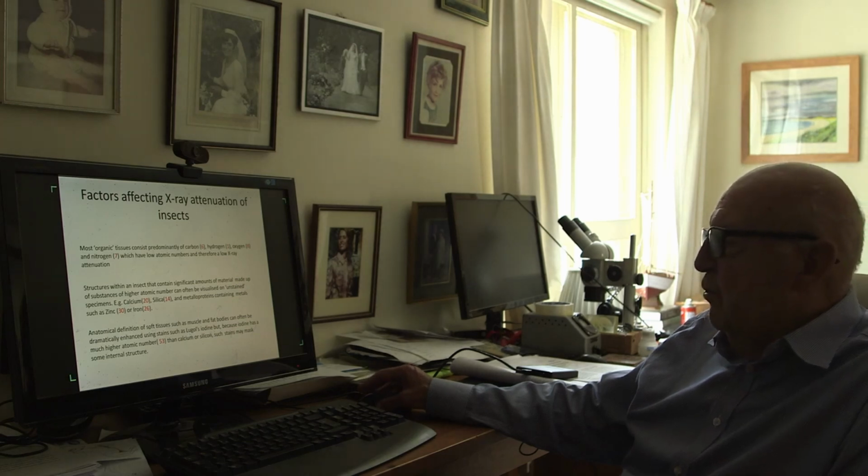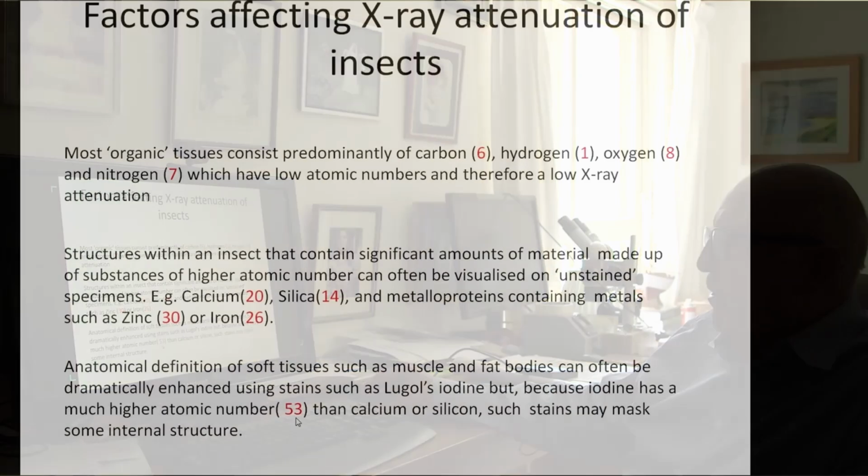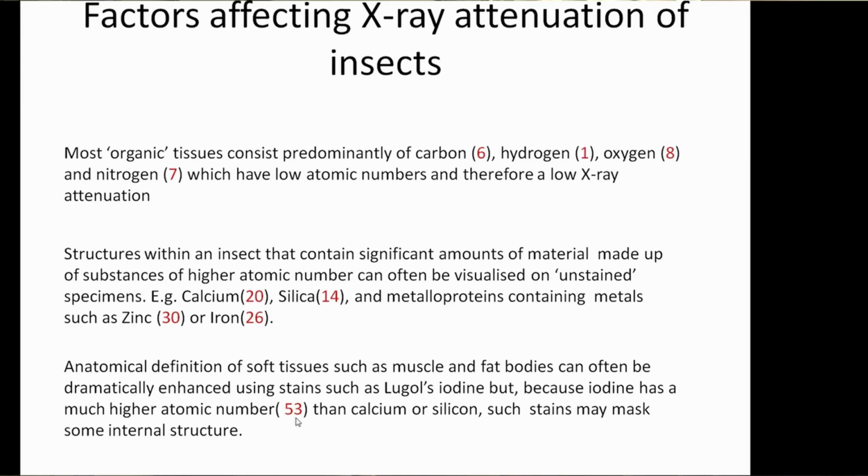Now, one of the common dyes that's used for staining insects is so-called Lugol's iodine, which is just iodine, I2, dissolved in potassium iodide. And notice that the atomic number of iodine at 53 is considerably more than any of the things that would normally appear in protein or sugars, fats, etc.